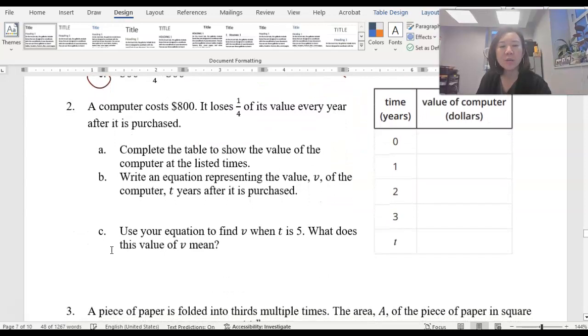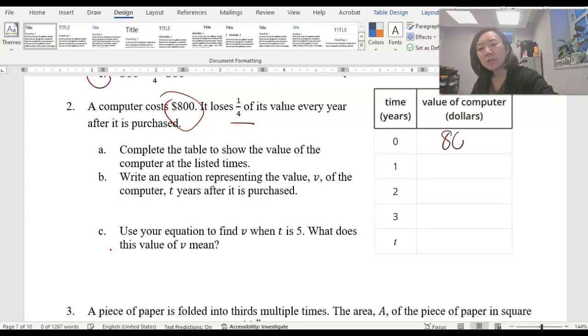All right, number 2. A computer costs $800. It loses 1/4 of its value each year after it is purchased. This is called depreciation, when something costs a certain amount or is worth a certain amount, but over time it loses its value. So it says complete the table to show the value.